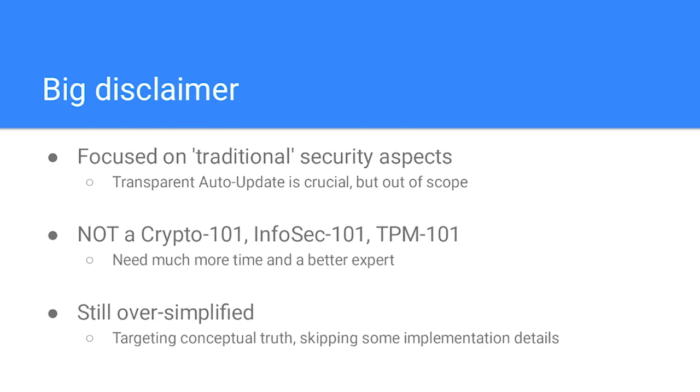So a few disclaimers before we start. First, it will mostly be focused on the traditional security aspects, such as using cryptography for protecting user data and such, not on other features which also contribute greatly to security, such as the ability to auto-update Chrome OS and reboot quickly, which, as you might guess, is very important for keeping users up to date and fixing all the exploits quickly. But we're not talking about that. We're talking about mostly cryptography.